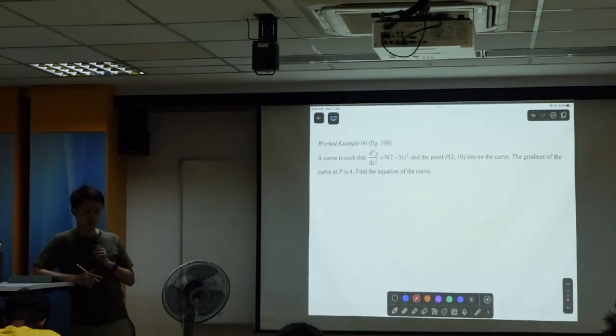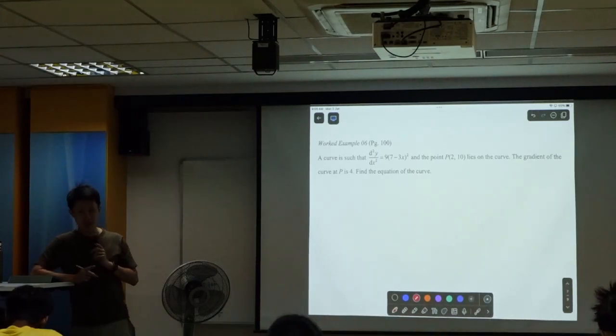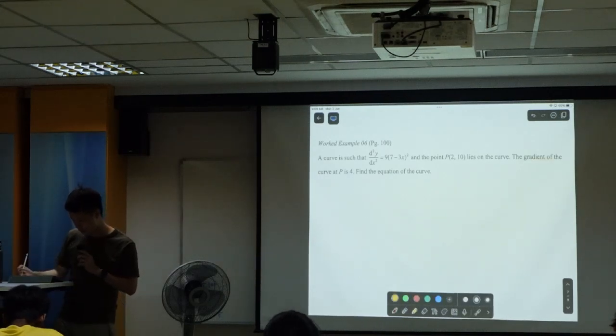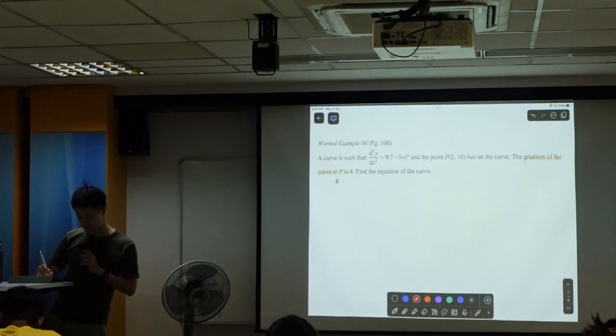Number one, they tell you that there's a point P. Two, they tell you the gradient of the curve at P. So when they mention the gradient of the curve at P is 4, this actually tells you that dy/dx equals 4.